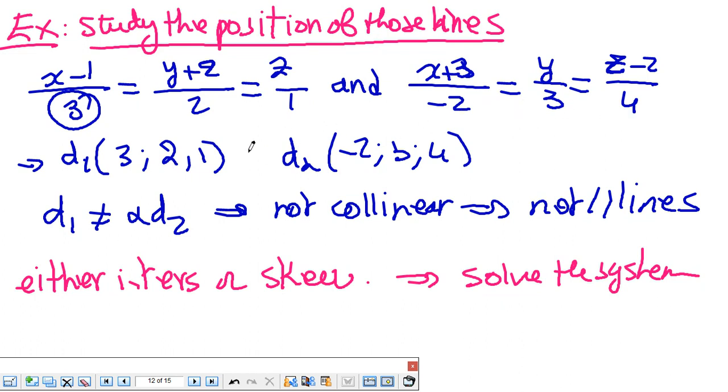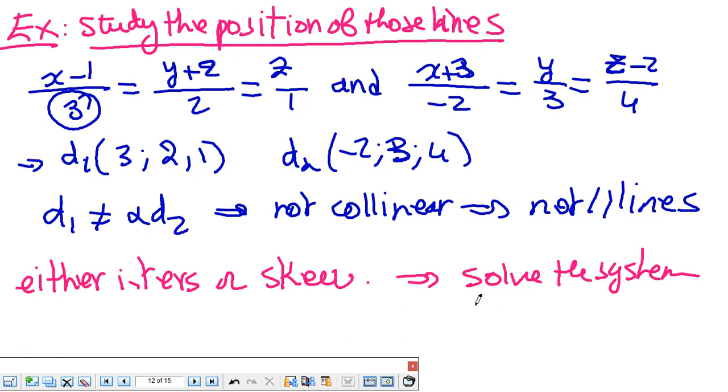Let's see, are those vectors collinear? How are you going to check that? 3 times what gives me minus 2? Or I can do 3 over minus 2. Is it equal to 2 over 3? No. So it means they are not collinear. So I'm sure that the lines are not parallel. So they are either intersecting or skew.